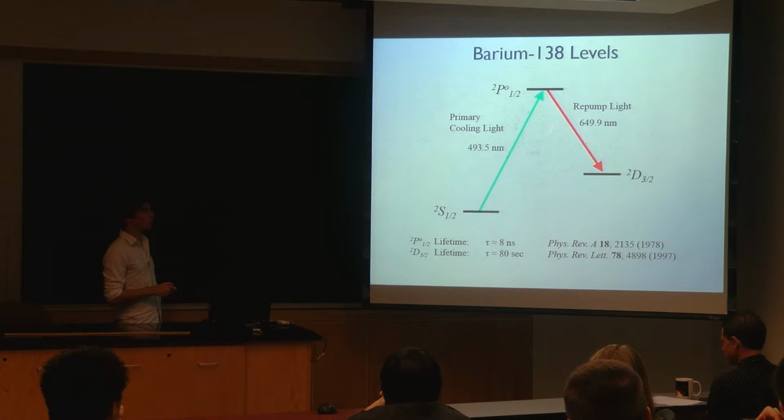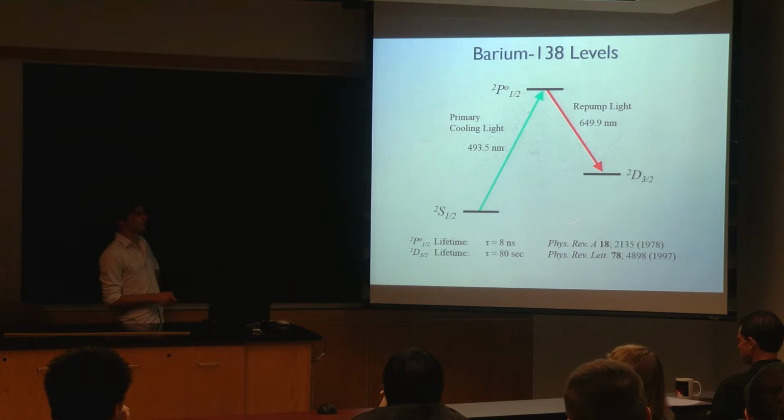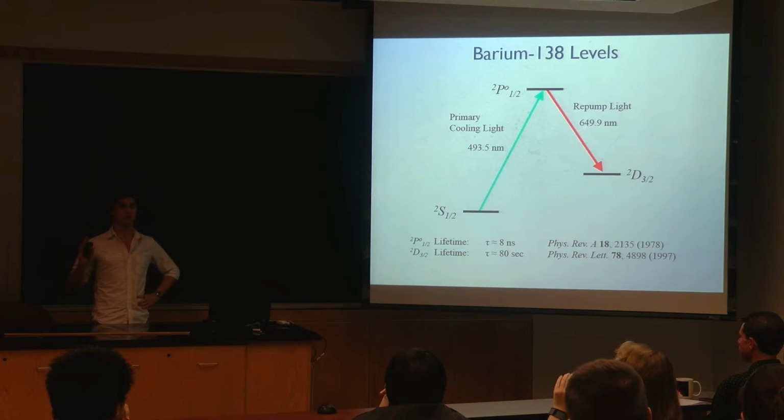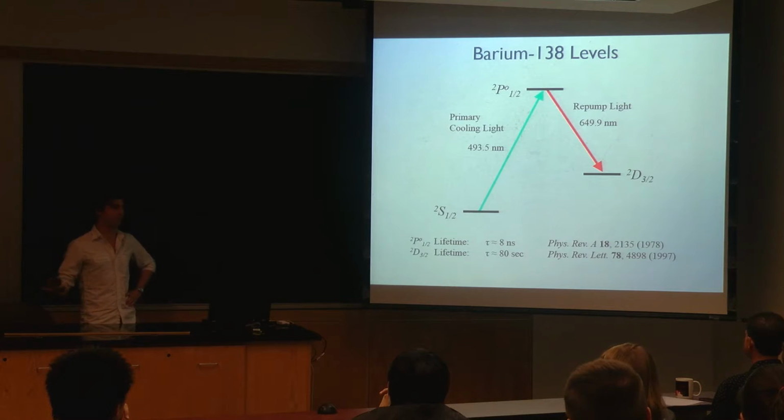Sometimes, however, about 1/3 of the time, the light will actually fall into this other state, this 2D3/2 state. We don't really want that because it'll stay in that state for 80 seconds. That's the lifetime of this state before it decays. And in quantum mechanics land, that is an absurdly long time. That would break everything. We don't want that.